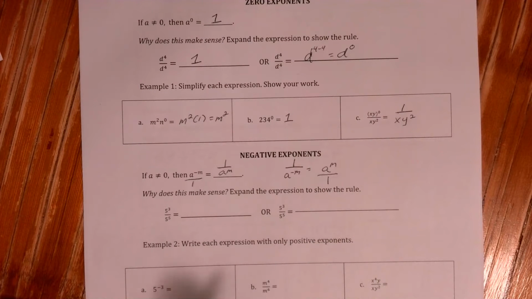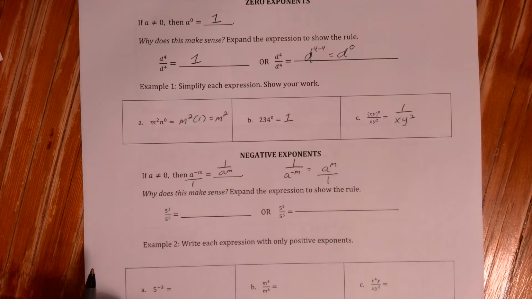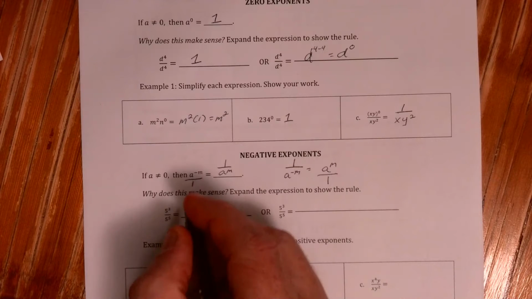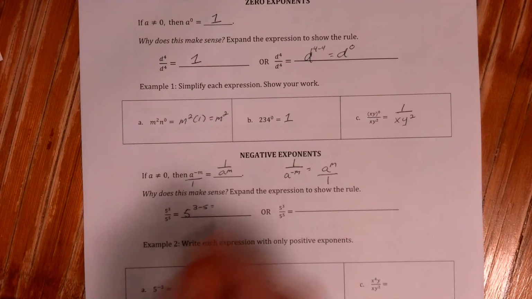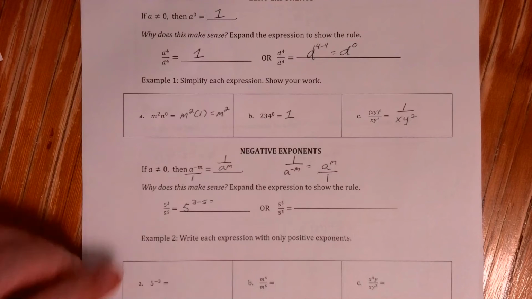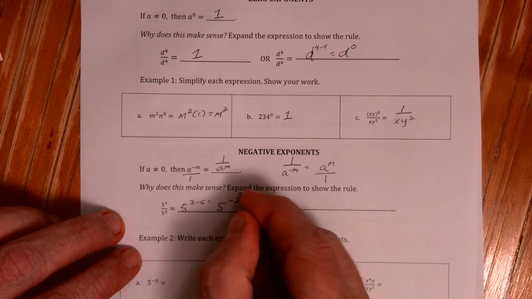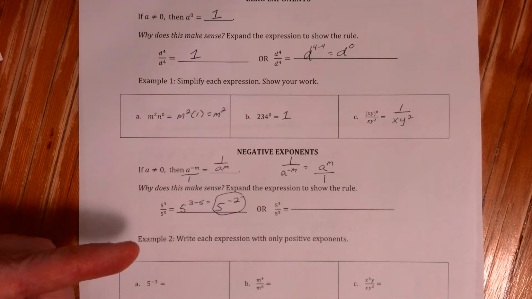All right, here we go. 5 to the 3rd over 5 to the 5th, if we do our subtraction rule, is 5 to the 3 minus 5. We subtract these exponents, so that is 5 to the negative 2nd power. That is 5 to the 3rd over 5 to the 5th, which is different than 5 to the 5th over 5 to the 3rd.